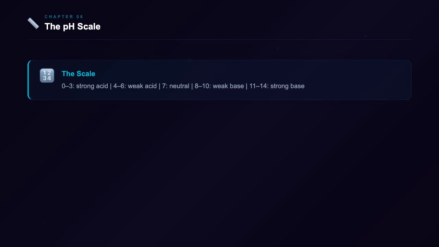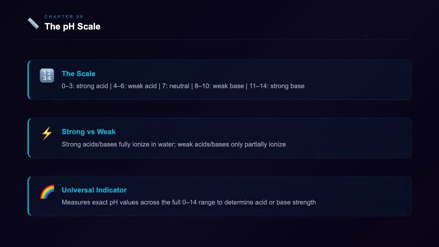The pH scale measures how acidic or basic a solution is. It runs from 0 to 14. The scale checks the concentration of hydrogen ions. Values 0 to 3 indicate a strong acid. Values 4 to 6 show a weak acid. At 7, a solution is neutral. Values 8 to 10 represent a weak base. From 11 to 14, you have a strong base.